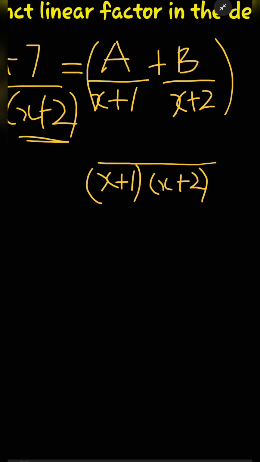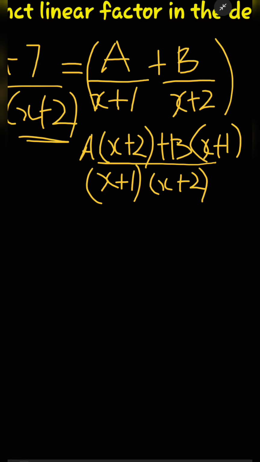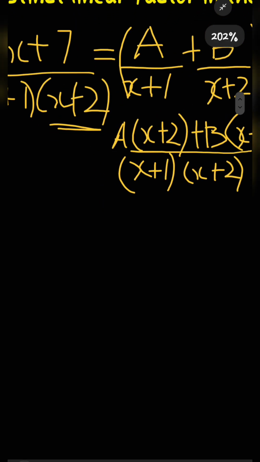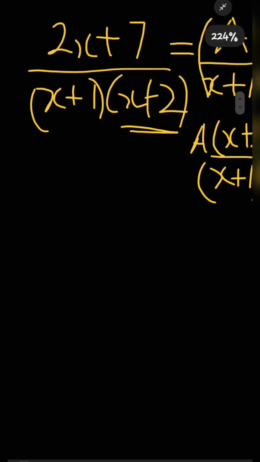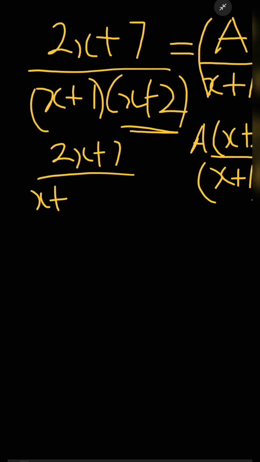So x plus 1, x plus 2 goes into x plus 1. We are left with x plus 2. So a times x plus 2, we have a into x plus 2, plus x plus 1, x plus 2 goes into x plus 2. We are left with x plus 1. x plus 1 times b, we have b into x plus 1. But here we still have the same, we are still going to write the same thing, 2x plus 7 all over x plus 1, x plus 2 equal to this.